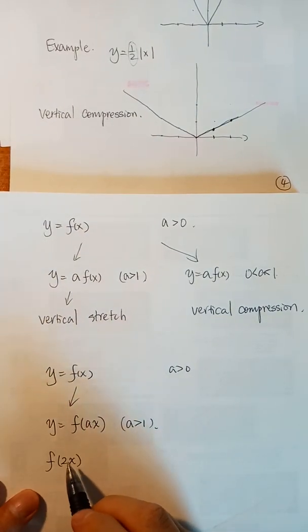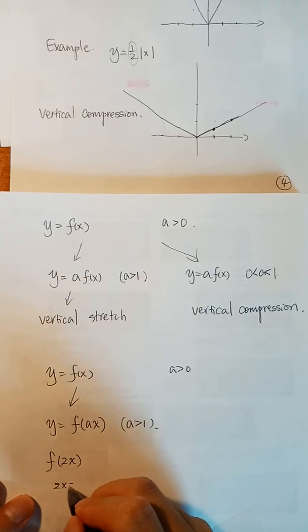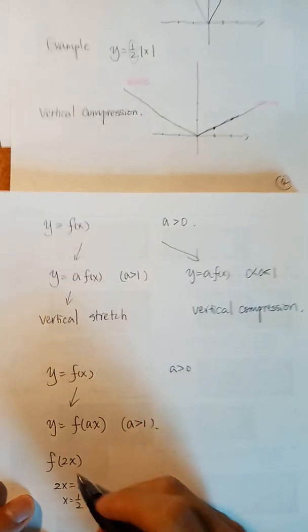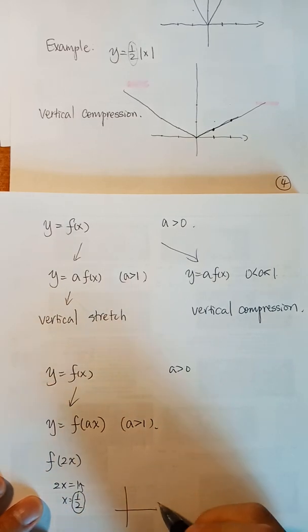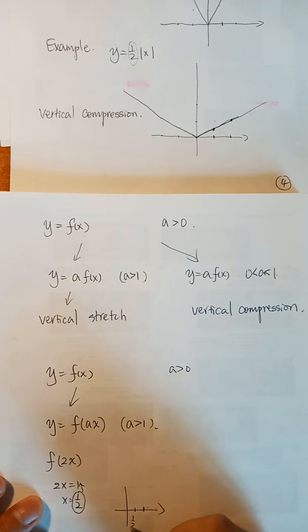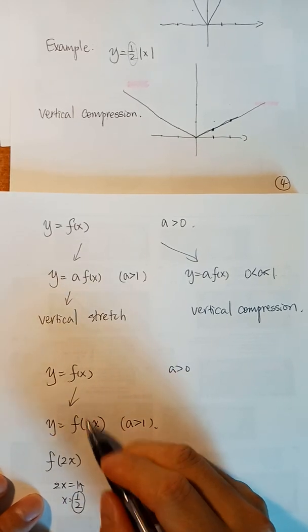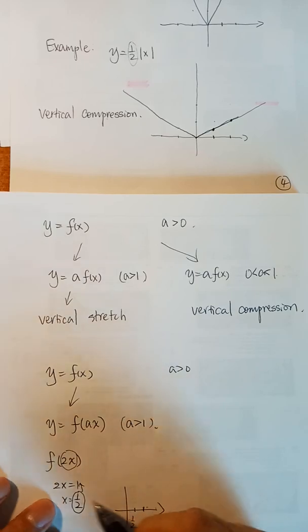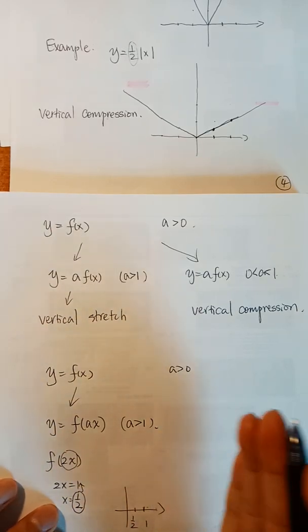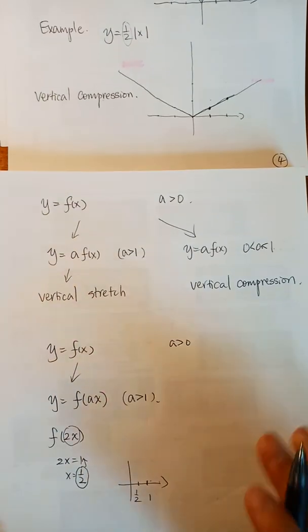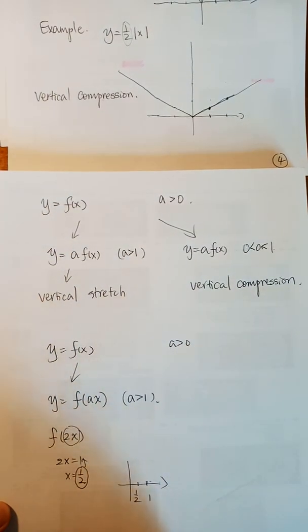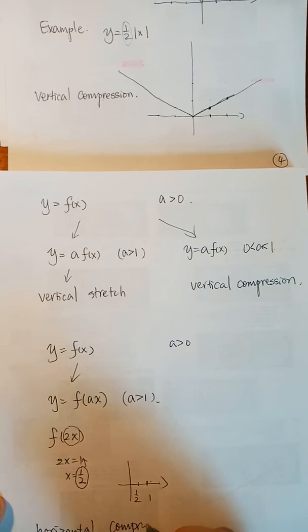2x. If you let 2x equal to 1, you get x is 1/2. It means 1/2 corresponds to 1. Originally, f(x) needs 1, but with the coefficient 2, f(x) only needs 1/2, so you compress it along the x direction. So when a is greater than 1, you have a horizontal compression.